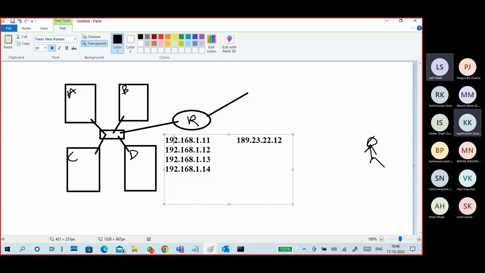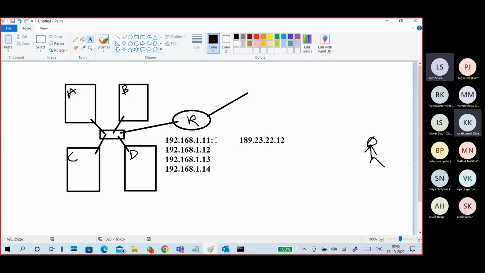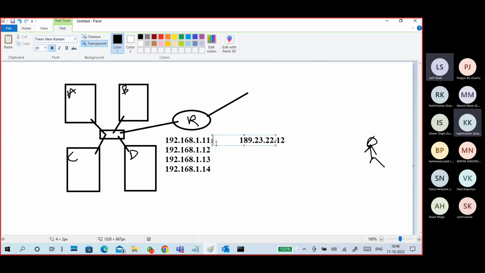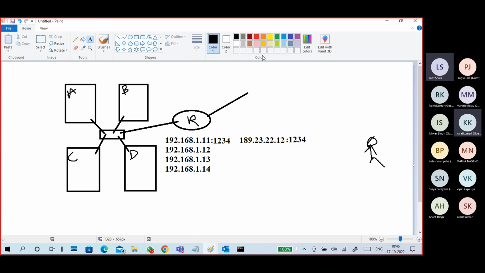Example: the first PC is sending a message. It is mapped to some port number, and the same port number will be assigned on the public side. So when it is sending, it sends like this.